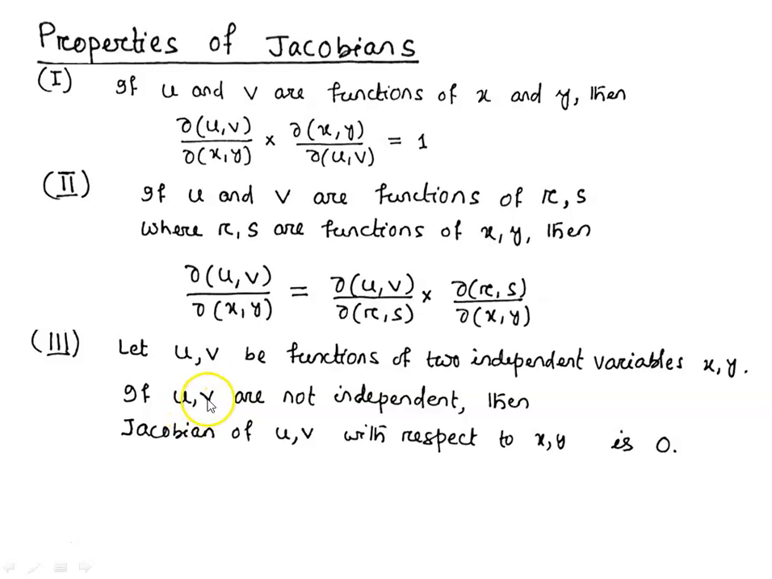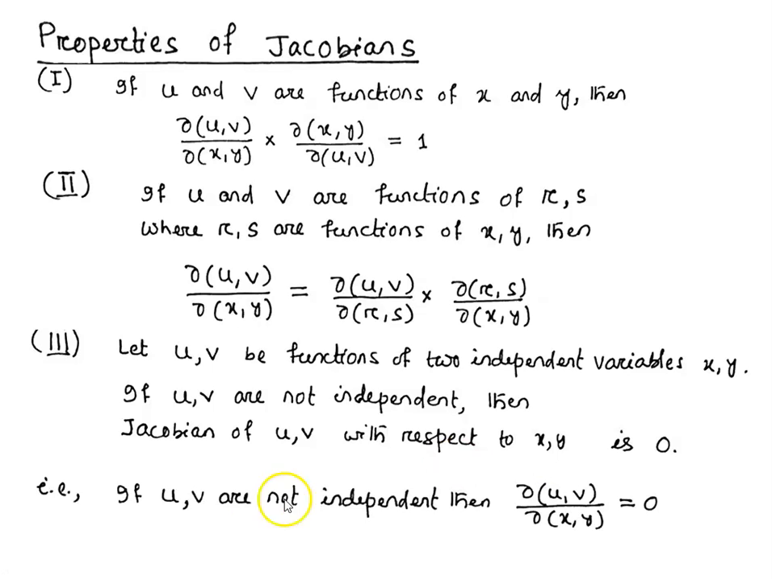If these two functions u and v are not independent, then the Jacobian of u, v with respect to x, y is 0. That is, if u, v are not independent, then the Jacobian of u, v with respect to x, y is equal to 0.